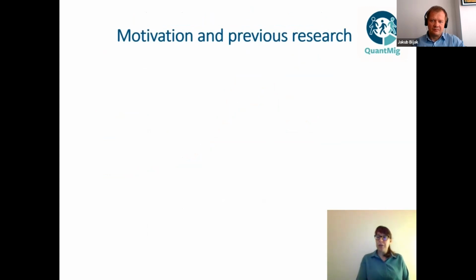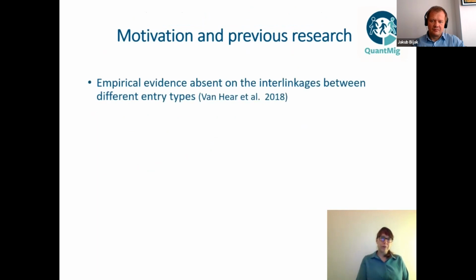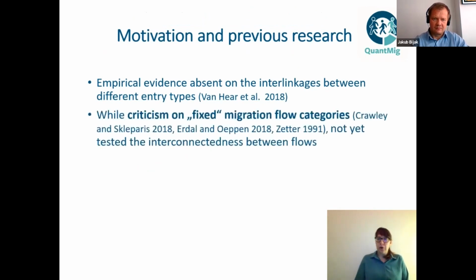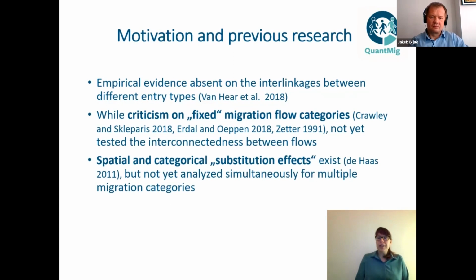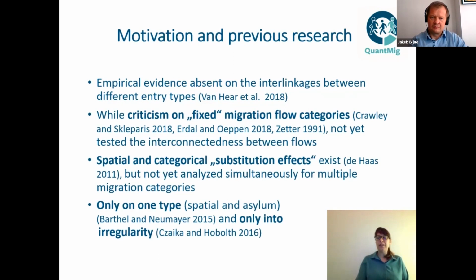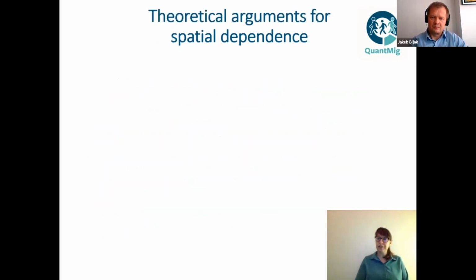So what has been put out there so far? What do we know? Well, first of all, although there's a large body of literature on migration drivers, there's actually empirical evidence absent on the interlinkages between these different flows. And while there is criticism of fixed migration flow categories such as asylum, because they don't really reflect the complex nature of migration flows, it has not been tested on a large scale how these different flows are interconnected. And while it's assumed that there are spatial and category substitution effects, they have not been analyzed simultaneously and for multiple migration categories, only so far for one type and into irregularity. So we want to fill this gap.